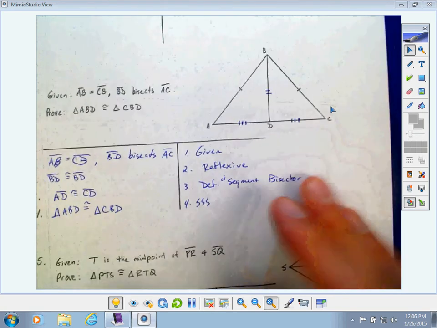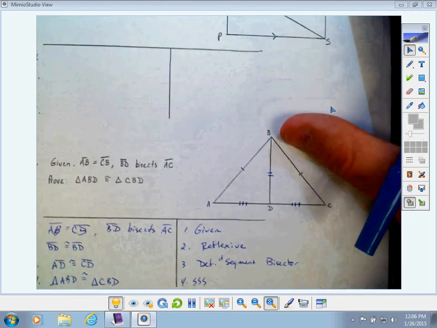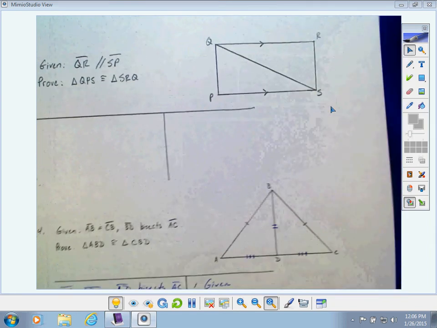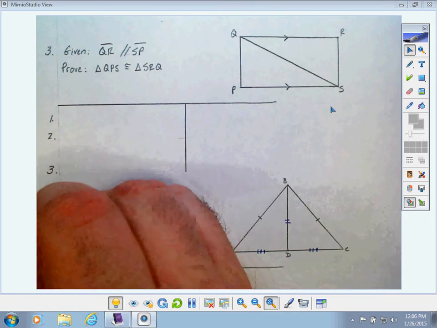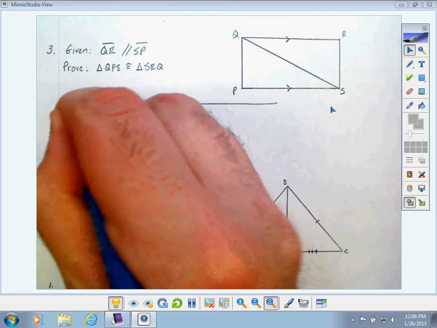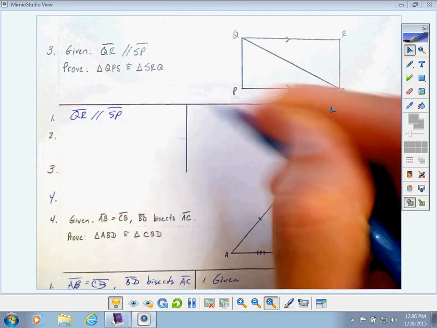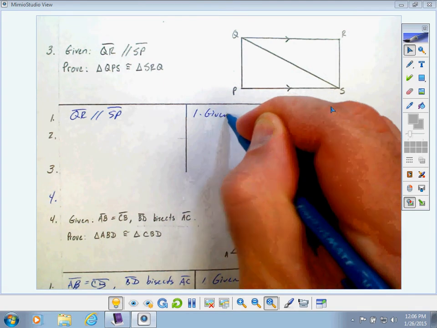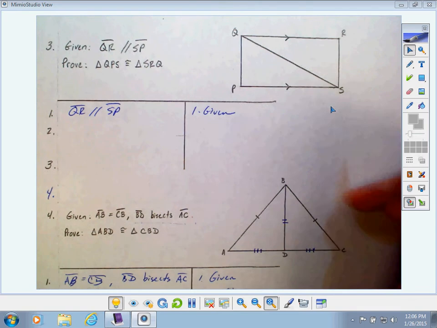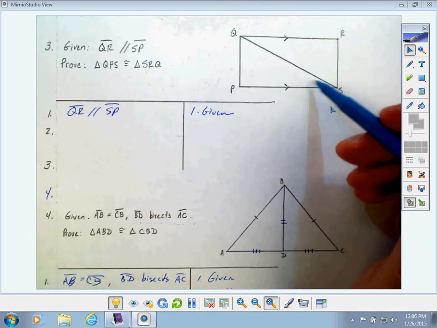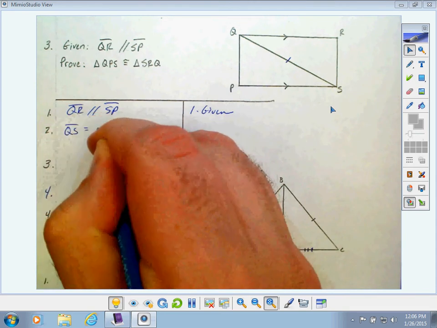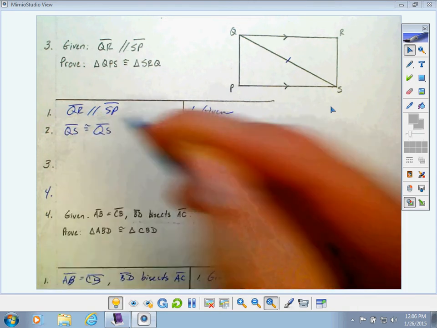Alright, so then I'll go up to number 3. Number 3 is harder, I guess, because you're not given a lot in the given. But I guess that means it's easier to recopy it. So again, can we look at the picture and find anything? Much like number 4, there's a shared side right here, so that would be a pair of sides we could say are congruent. QS is congruent to QS, and that's reflexive.